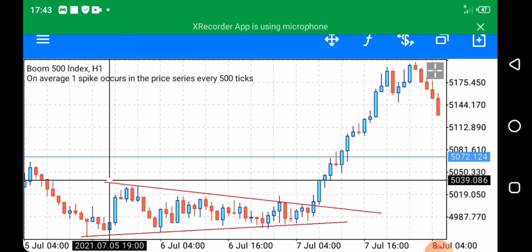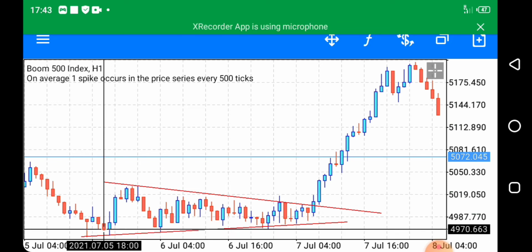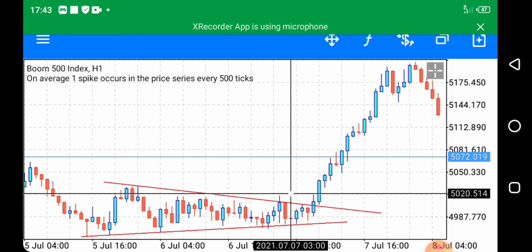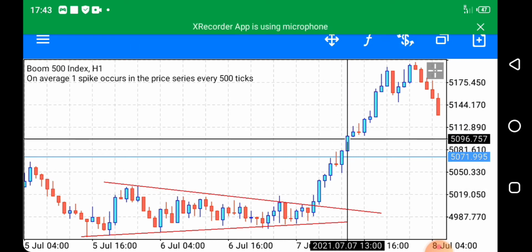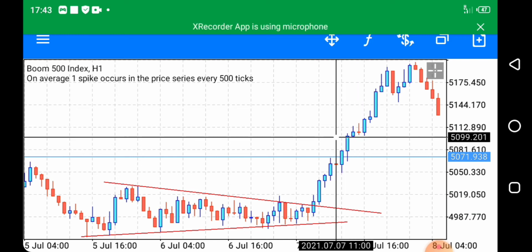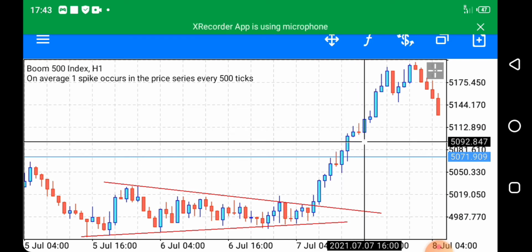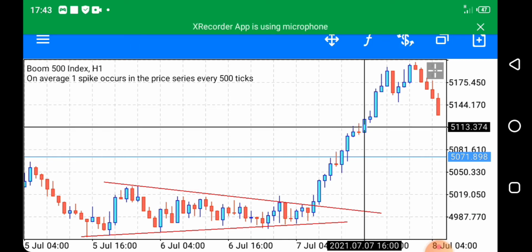So you measure from here to here. We measure this size, that's your TP target. You come here, you measure, you make sure that this size is equivalent to the size of the pattern. So your TP can be somewhere around here. You don't want to be greedy. This is good profit if you are using a good lot size. So that's how it is. You just take your profit and move on. Let's go to the next example.